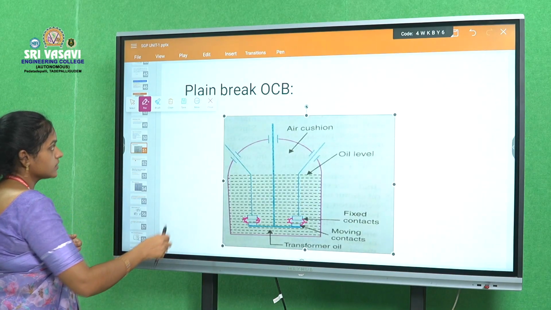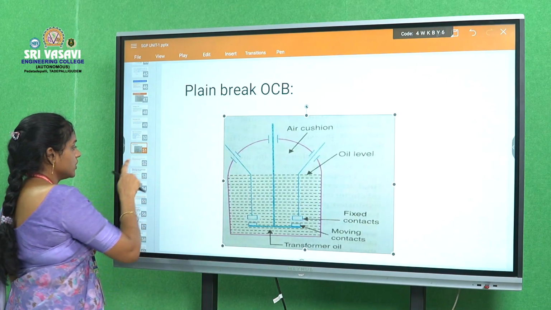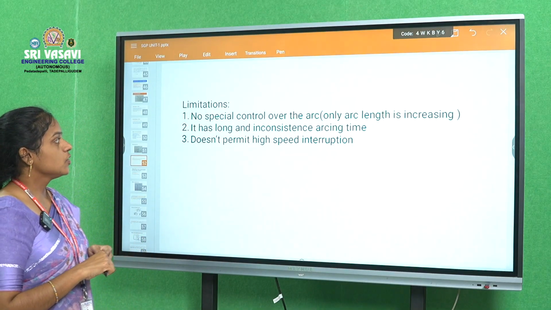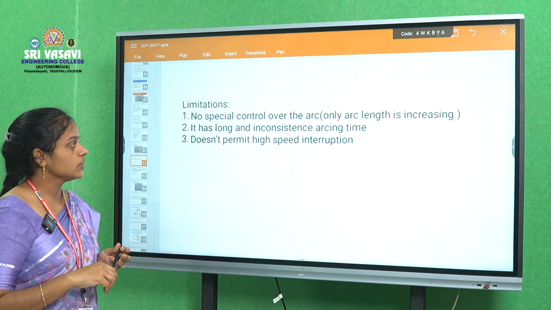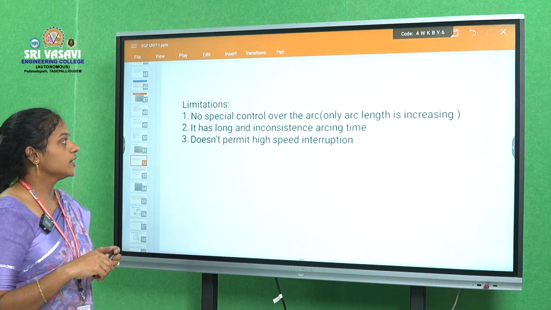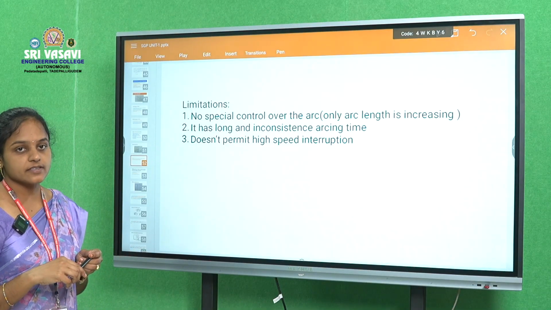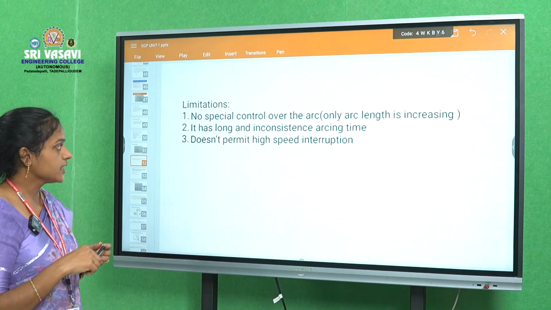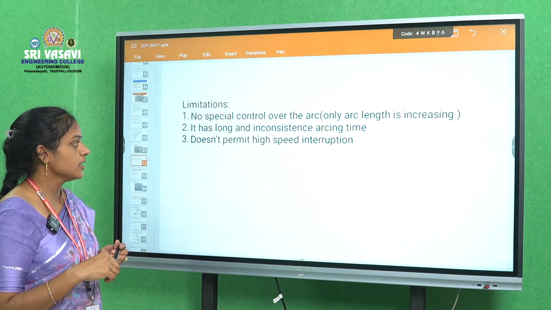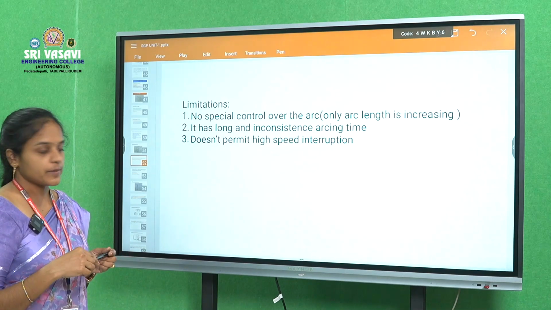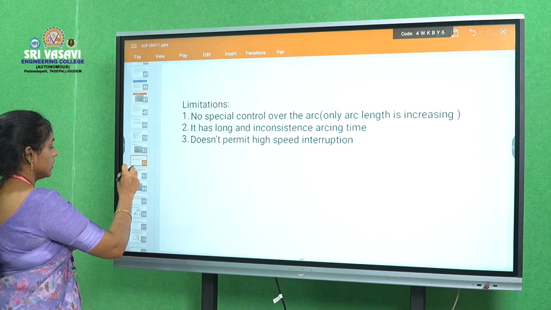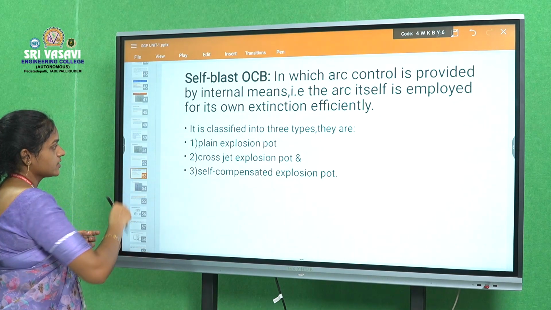Also, this plain circuit breaker has some limitations. It is used only for low voltage applications, and there is no special control over the arc. So there is no arc control here, and it has a long and inconsistent arcing time. The arcing time is inconsistent in this plain oil circuit breaker, and it also does not permit high speed interruption.